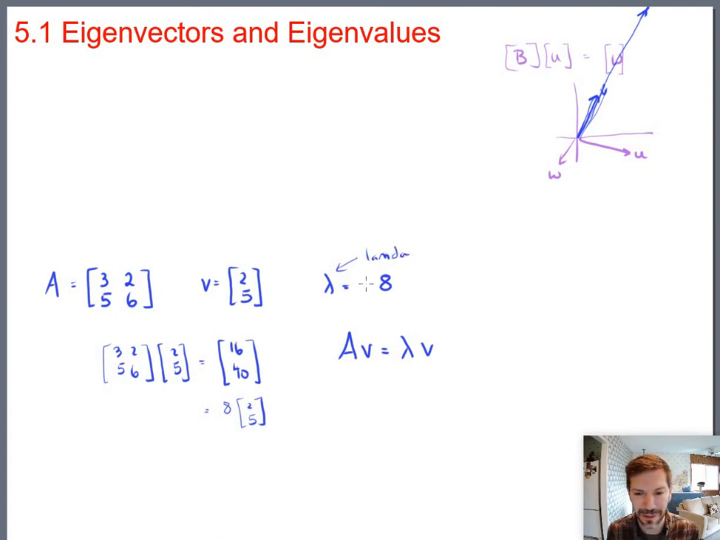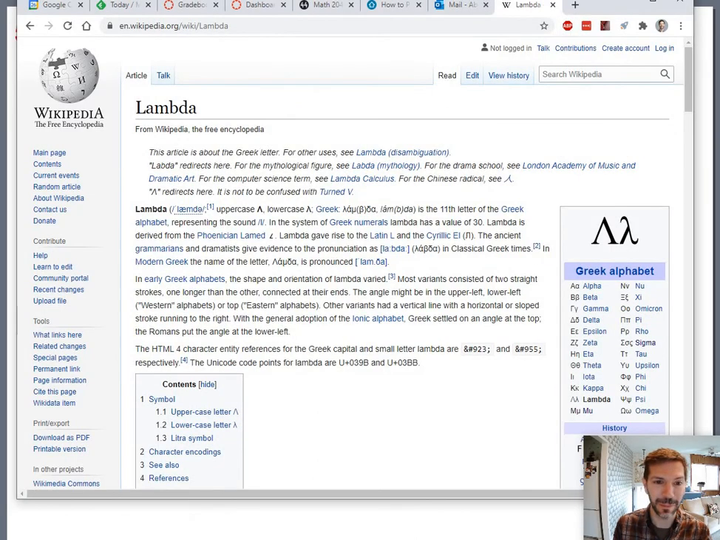Lambda? I can't remember if there's a B in there. I don't think so. I think it's just lambda, like that. Now I need to check. Hold on a second. Okay, so it does have a B. There you go. Who knew?